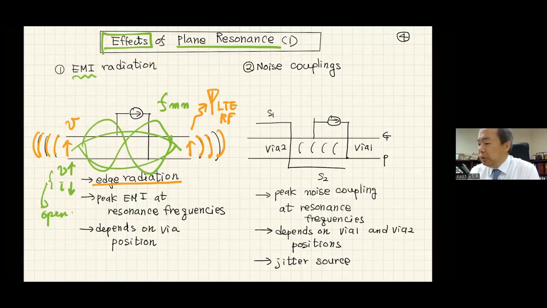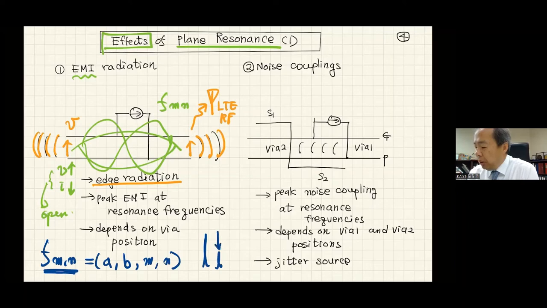I would also like to emphasize that the frequency we are going to excite, this resonance frequency itself, will be controlled by the size of your PCB plane and mode numbers. But how strong that peak will be is determined by via position. Because at certain positions, the field will be maximum, and at certain points, the field will be minimum. So when you design to minimize this EMI radiation caused by power ground plane resonances, you can control the A and B. A and B will determine resonance frequencies, but how large the EMI peaks or impedance peaks at these resonance frequencies are will be controlled by via position.